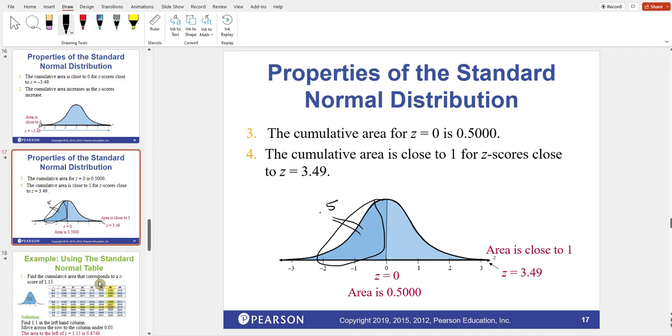As we get closer to 1, the cumulative area, let me say that again. The cumulative area is close to 1 for z-scores close to z equal to 3.49. So this is 3.49. We're going to look at all of this area, and that's going to be close to 1.